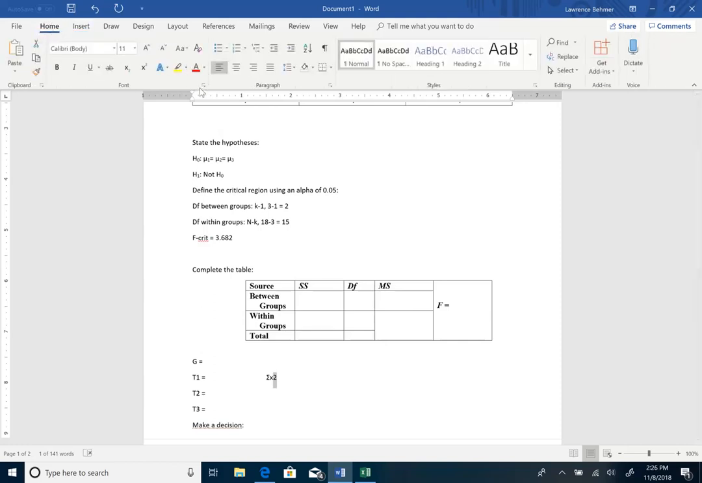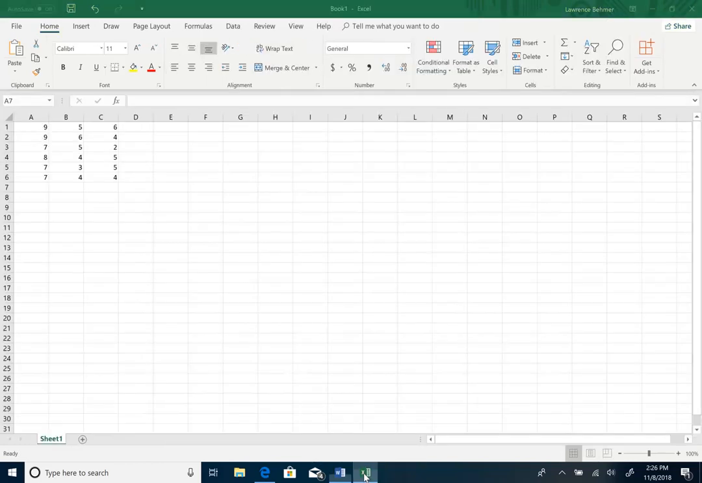So I need a sigma x squared for each one as well, right? And I'll just copy this. Make sure that when you're showing your work, you've at least written in the values for all these. So let's go ahead and do those right now, because that's what we need in order to do the problem.